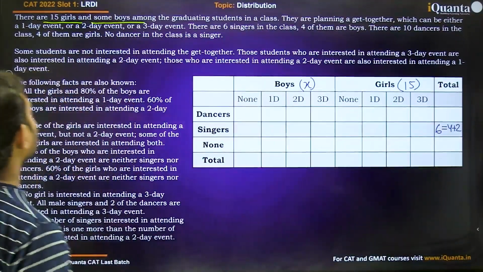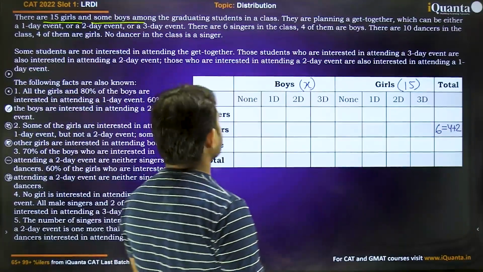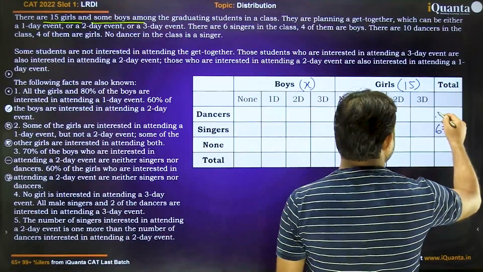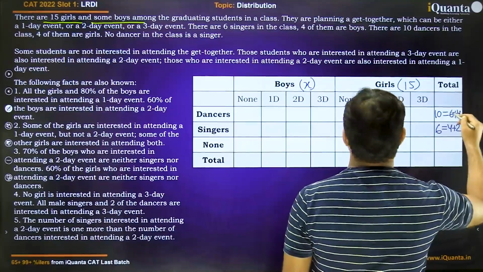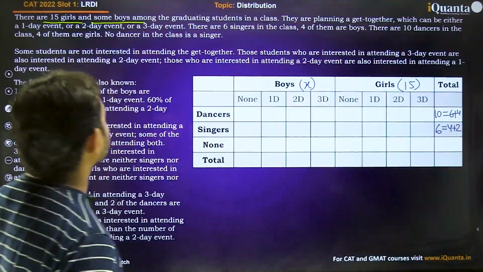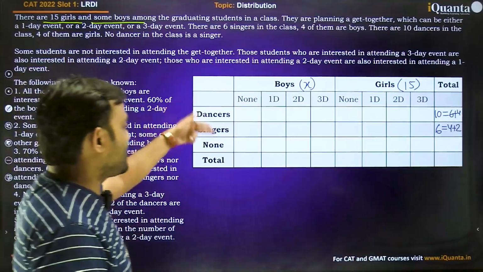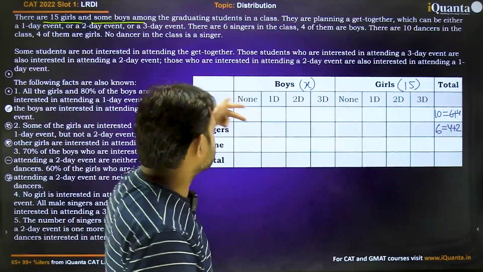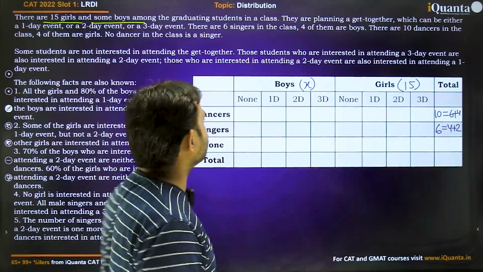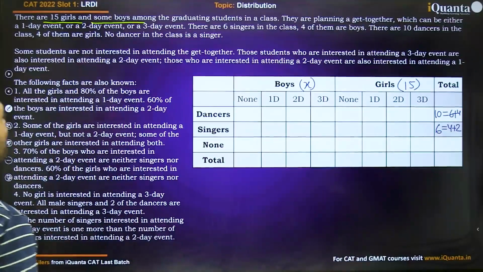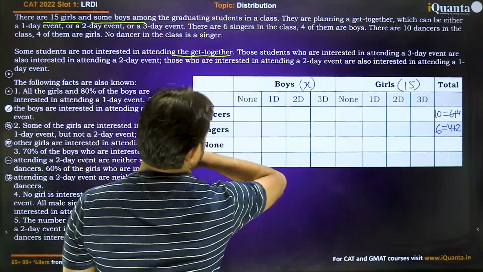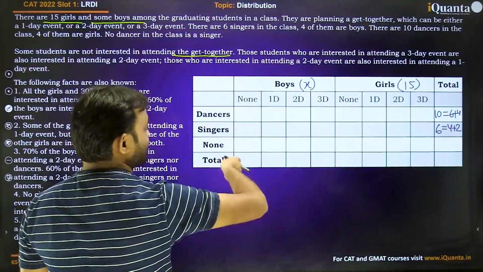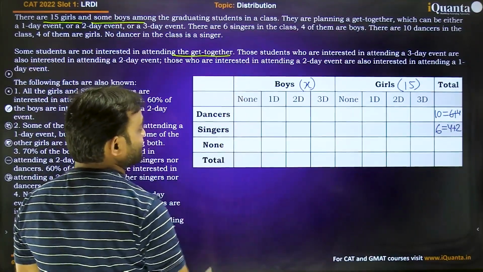There are 10 dancers in the class. 4 of them are girls, means 6 of them are boys. So 10 dancers, 6 boys and 4 girls. No dancer in the class is a singer. That's why we have taken these two separately. There is nothing common between them. Some students are not interested in attending the get together, so basically none. That's why we have taken none there.